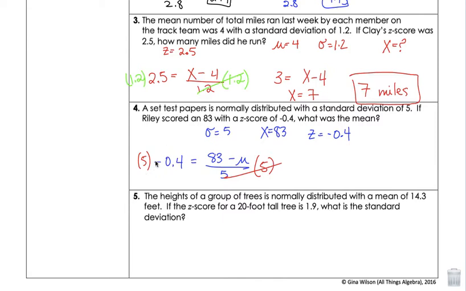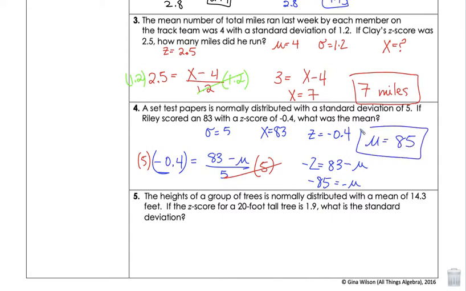5 times negative 0.4, that's -2, equals 83 minus mu. Subtract 83 from both sides. I get -85 equals negative mu. So the mean score of the test papers was 85.